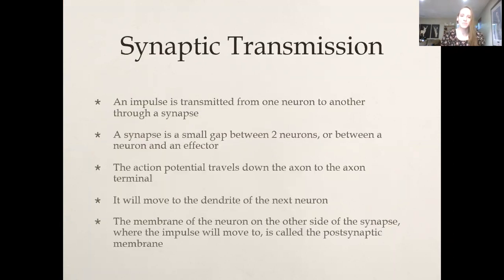So synaptic transmission is essentially how an impulse is moved from one neuron to another. A synapse is both the process of moving that impulse from one to another, and it's also the small gap between neurons. So to avoid confusion, we usually call the space between the neurons the synaptic cleft.